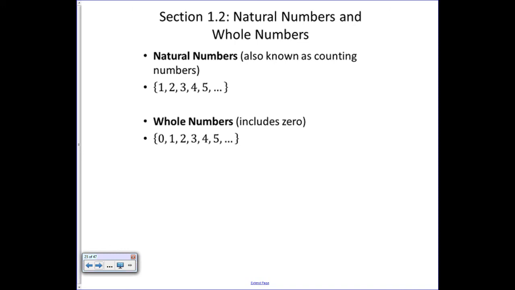So natural numbers are essentially what we know of as counting numbers. 1, 2, 3, 4, 5, 6, 7, and so on, forever. Natural numbers start at 1. Whole numbers are the same as the natural numbers, except the whole numbers include 0. So if we're using whole numbers, we start from 0. Notice that all of the natural numbers are contained within the set of whole numbers. These things will build upon each other as we go along.